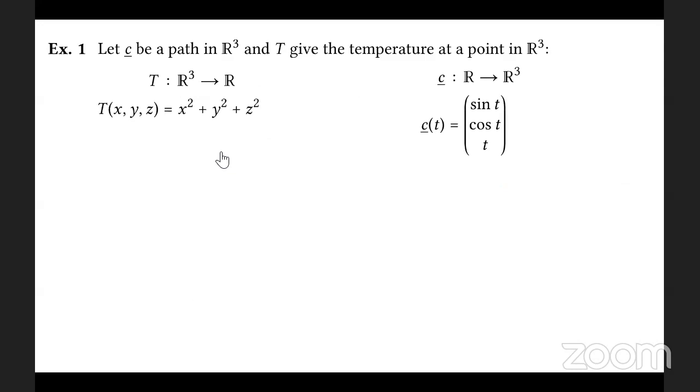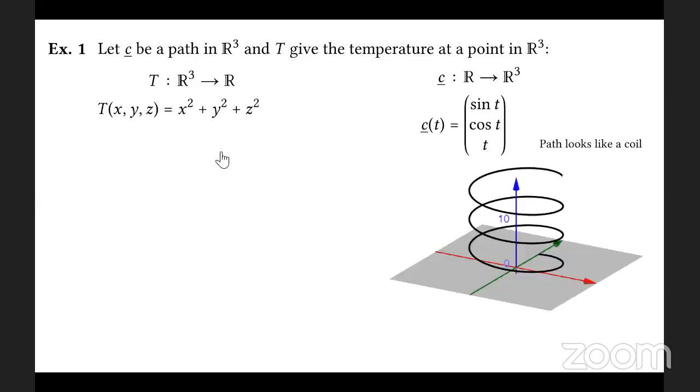Okay, so C is a path in R3, and T gives a temperature at some point in R3. That's just the example I gave. So C, maybe it looks like that, like some sort of coil. It's some path in R3. And then T is a little bit more difficult to visualize. This is a function of three variables. At each point in three-dimensional space, it associates some real number. You could think of that as a temperature map for the space that you're in. At each point in space, there's some temperature associated to that point.